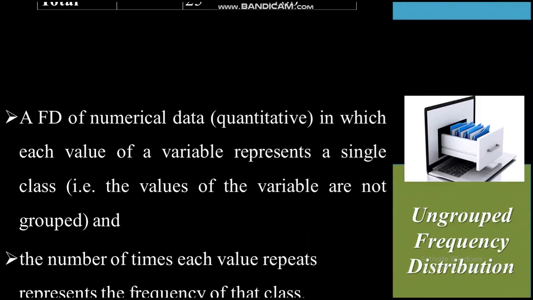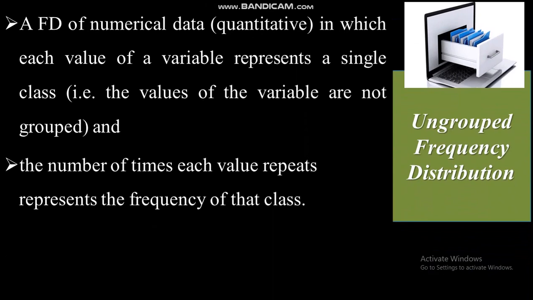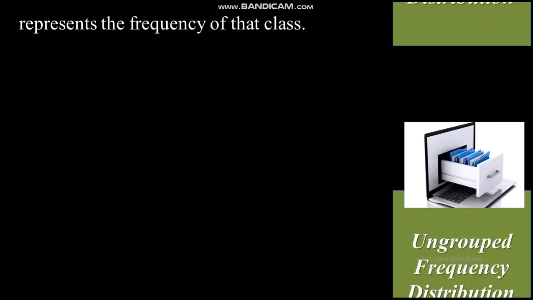The next one is ungrouped frequency distribution. This is a frequency distribution for numerical data. Each value of the variable represents a single class, and the values of the variable are not grouped. Then the number of times each value is repeated represents the frequency of that class.